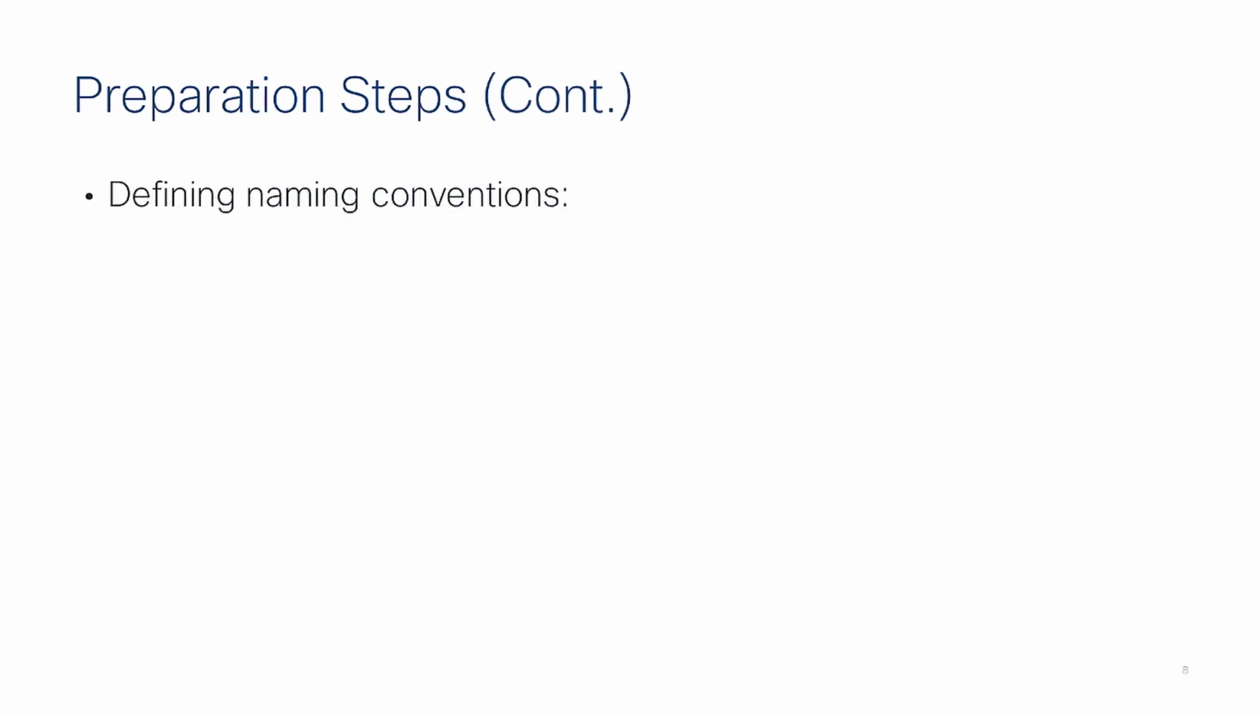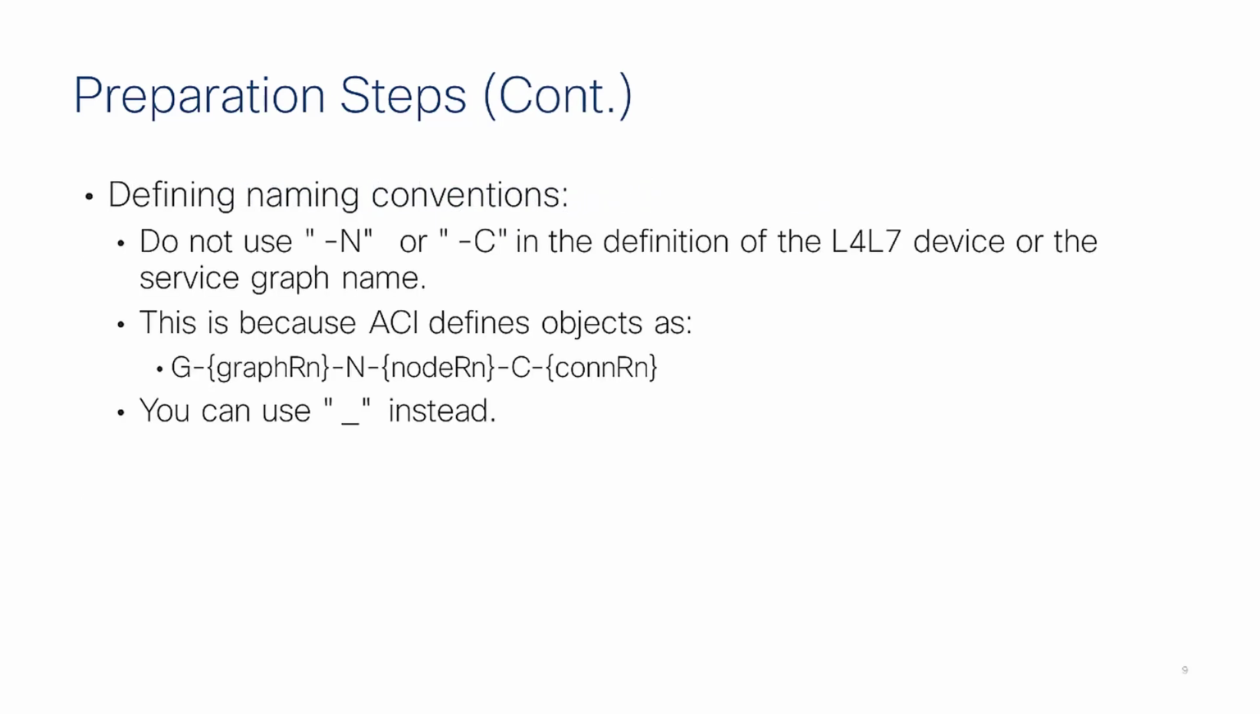You need to define naming conventions. Although the object model of ACI is flexible enough to accept the different kinds of names you want to give to the objects, you should be careful for service graph purposes to avoid using -n and -c. So if you need to concatenate different terms in the name, we suggest that you use the underscore instead of the dash.